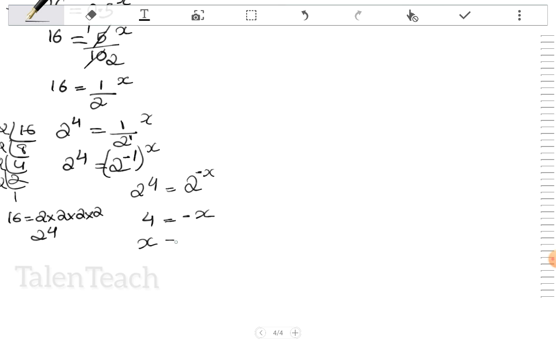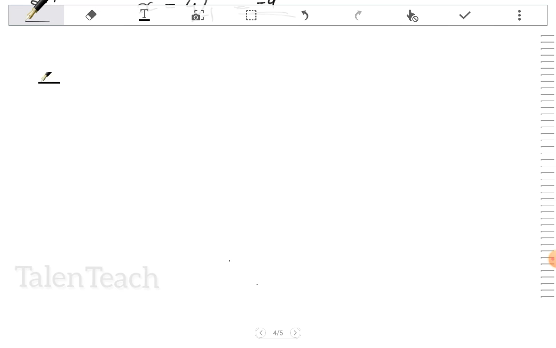Minus x means minus 1 into x. So to find the value of x, we can transpose this minus 1 to the other side. So this becomes 4 by minus 1, or we can say minus 4. So the value of x here is minus 4. Let's see one more question.